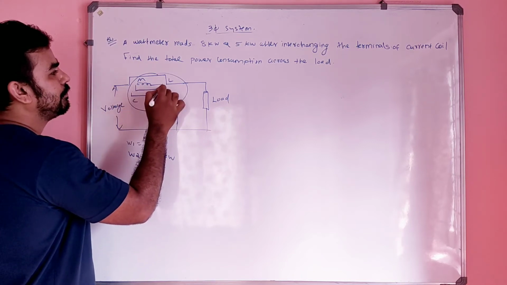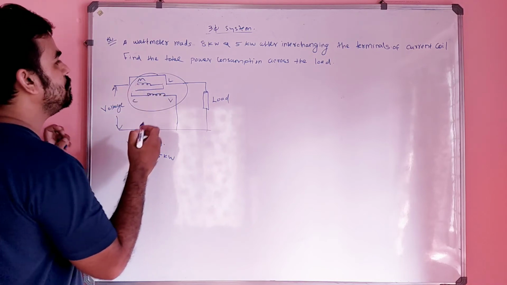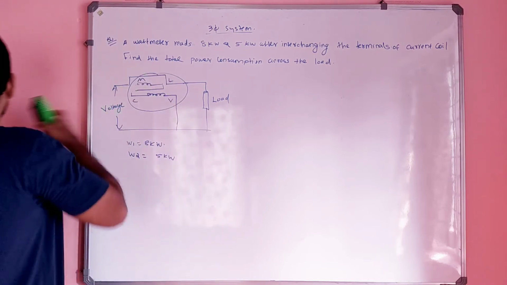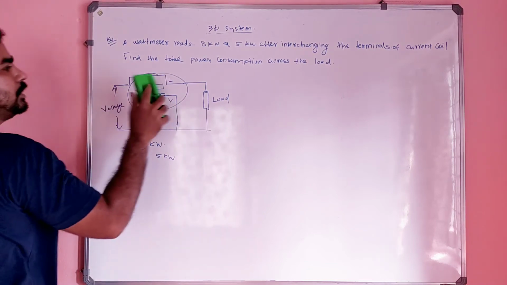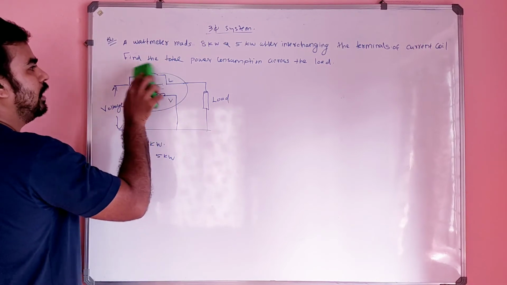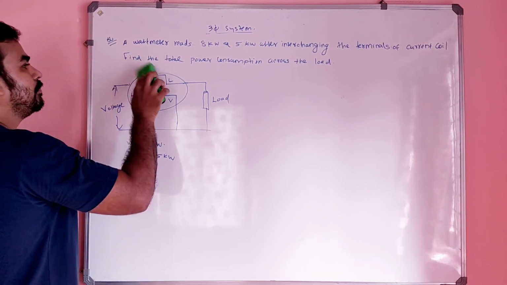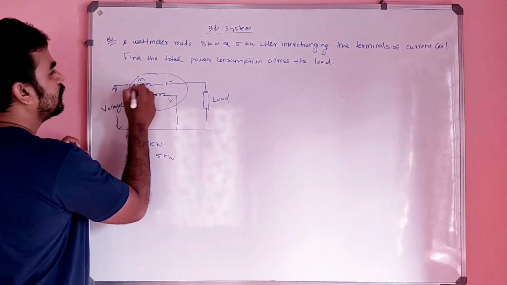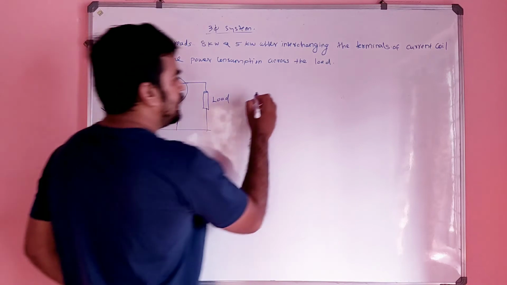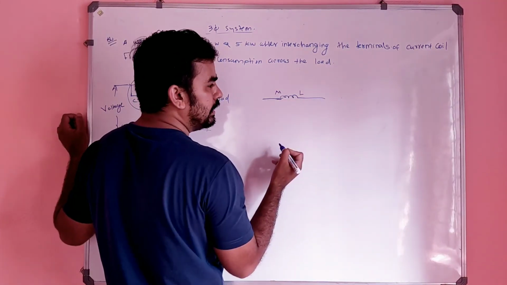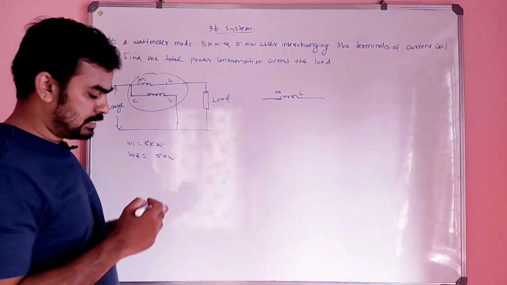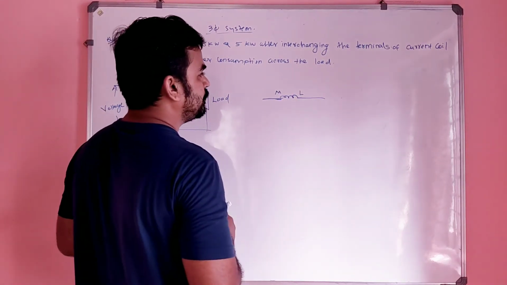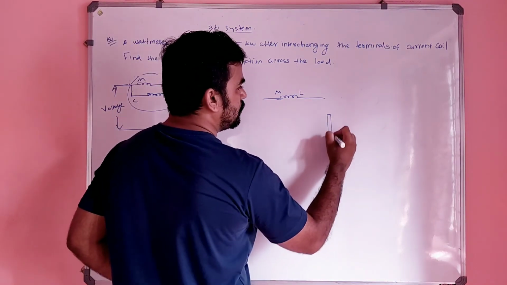The meaning of interchange means, I will draw it again. I will draw it in a new figure, then the confusion will not be there. So this is the original figure, right? If you interchange the L connection, see, of course this is the load, right?